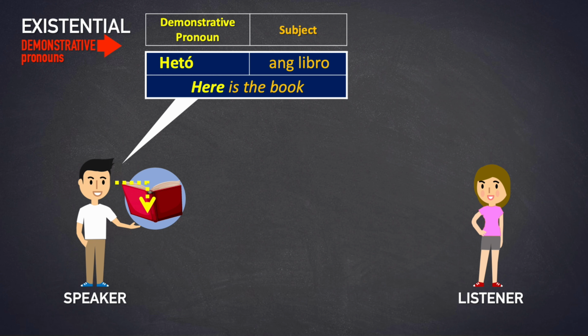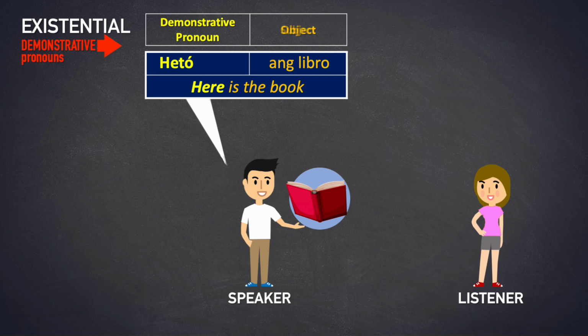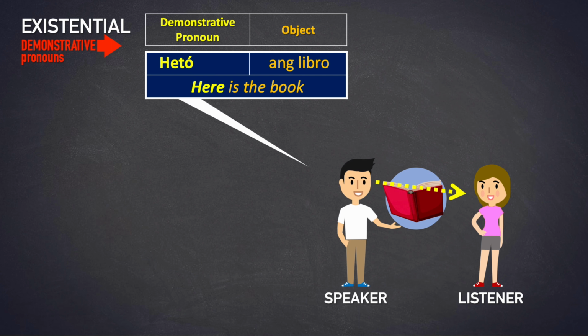As you can see, an existential pronoun points to the existence of the subject, ang libro. It's like saying, here is the book, it exists. The nature of the pronoun changes with a single gesture. HETÓ ang libro. Here is the book. The act of going closer and making the gesture of handing out the book is the presentative quality of this pronoun. Or it could be a simple gesture like this, HETÓ ang libro. Make sense? Moving on.